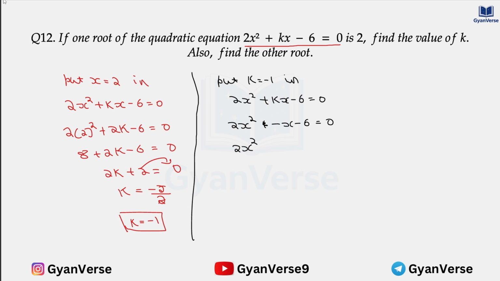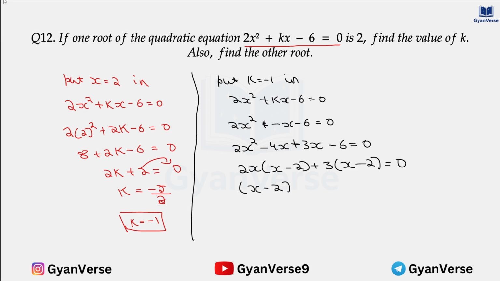I will multiply a and c and find the prime factors of the product of a and c and make any two numbers. So the two numbers can be such that the equation becomes 2x square minus 4x plus 3x minus 6 equals 0. So now I will take 2x common, which will become x minus 2. I will take 3 as common here, so it will become x minus 2 equals 0. So I will take x minus 2 as common, it will become 2x plus 3 equals 0.